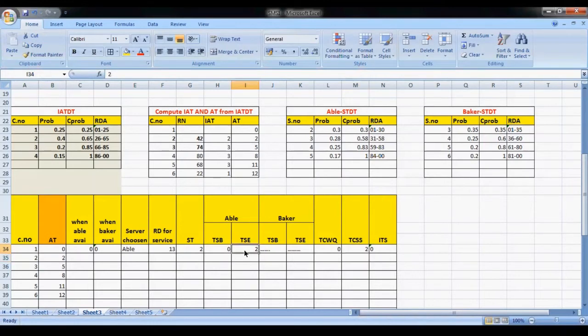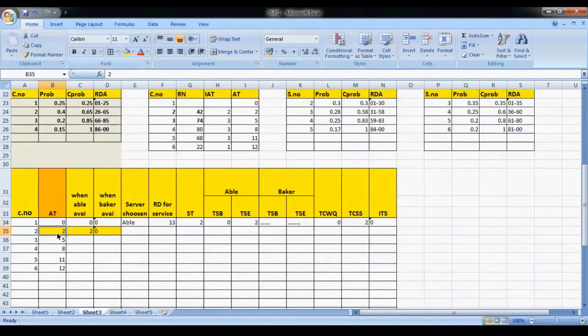Next, Able is available at 2, and Baker is available at 0. The customer is coming at 2. In this case, when a customer is coming, at the same time Able has completed its operation. It means Able is free again. When Able and Baker are both free, then the server chosen should be Able as per the question. So the server chosen is Able.